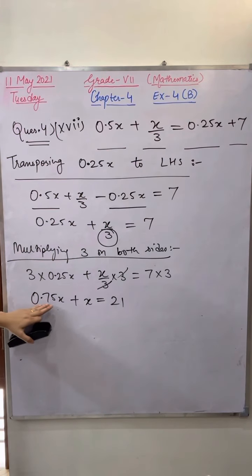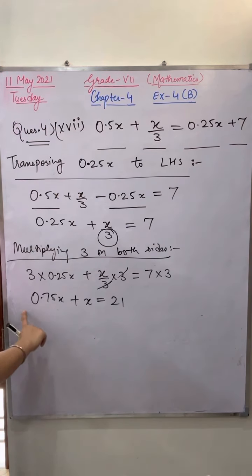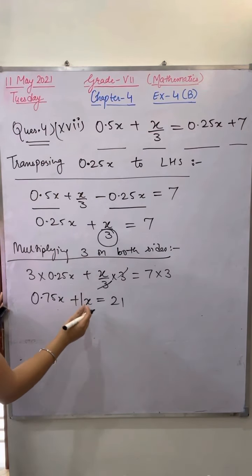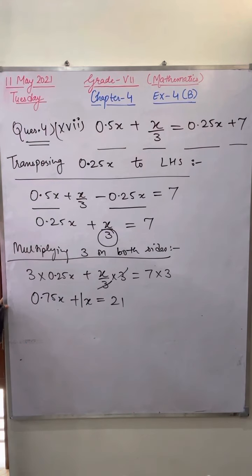Okay. 0.75x plus x. That will be equals to how much? That will be equals to this plus this. How much will it be equals to? Okay, this is your 1x. X means 1x. 1 plus 0.75.